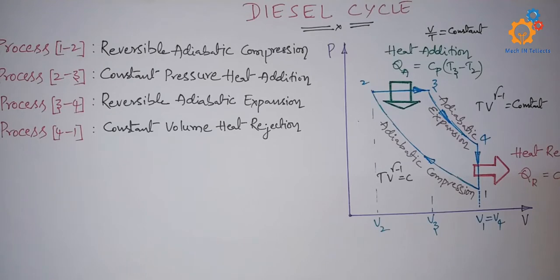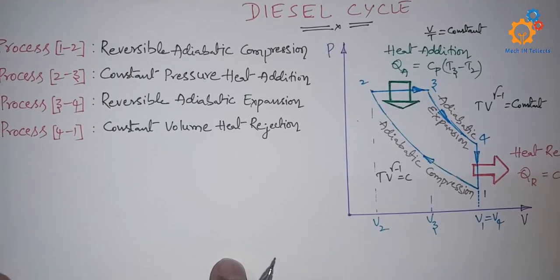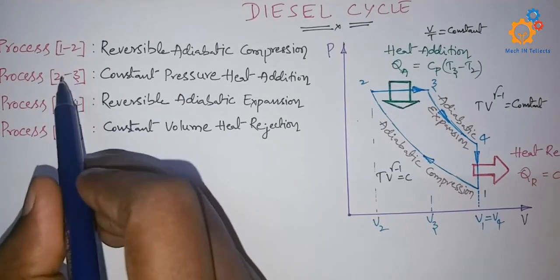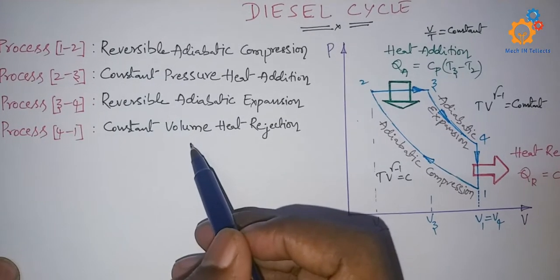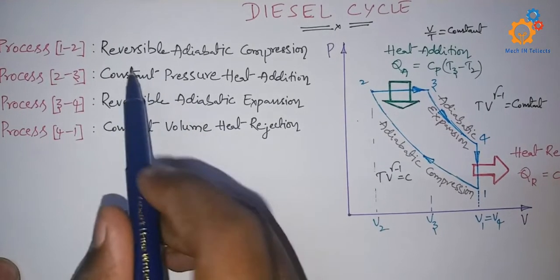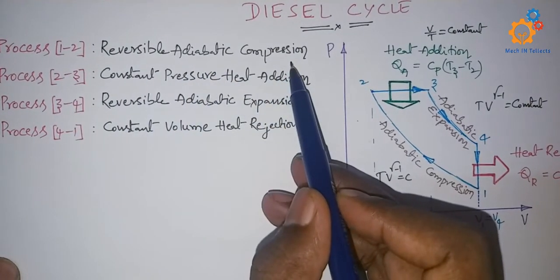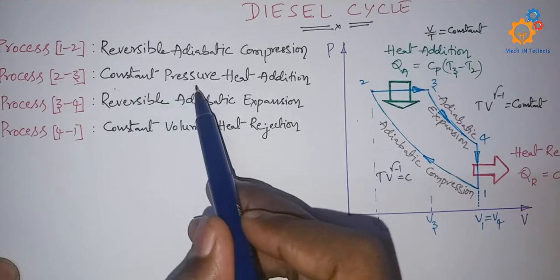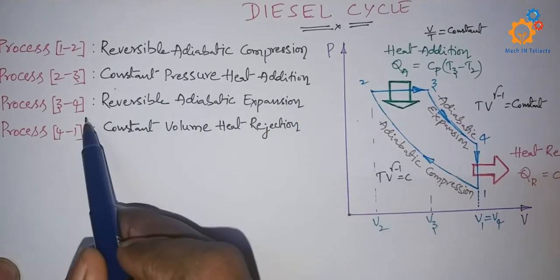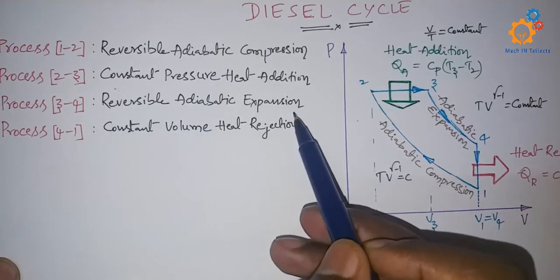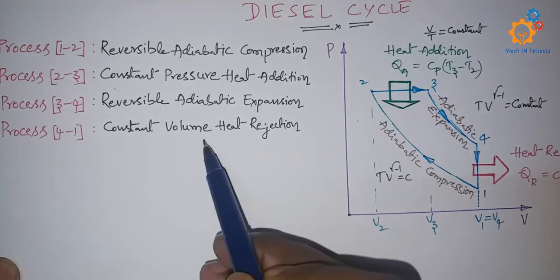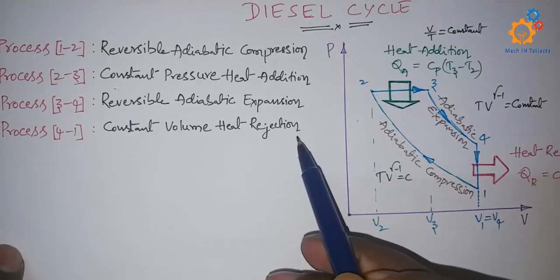Today we will discuss the diesel cycle and its expression for efficiency. Okay, let's start. In the diesel cycle, we have four processes, among which process 1 to 2 is reversible adiabatic compression, 2 to 3 is constant pressure heat addition, 3 to 4 is reversible adiabatic expansion, and 4 to 1 is constant volume heat rejection process.